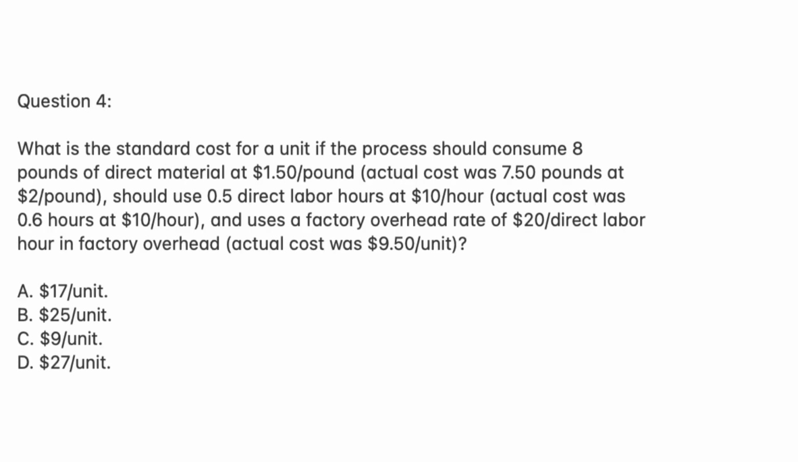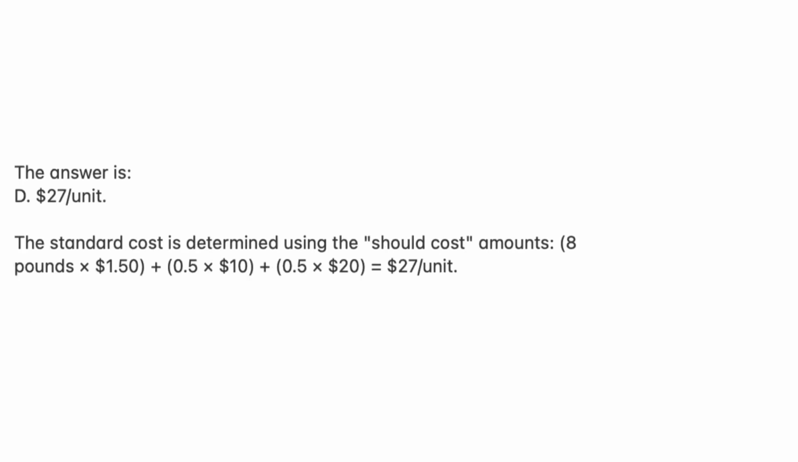Question 4. What is the standard cost for a unit if the process should consume 8 pounds of direct material at $1.50 per pound? Actual cost was 7.50 pounds at $2 per pound, should use 0.5 direct labor hours at $10 per hour. Actual cost was 0.6 hours at $10 per hour, and uses a factory overhead rate of $20 per direct labor hour. In factory overhead, actual cost was $9.50 per unit. A. $17 per unit. B. $25 per unit. C. $9 per unit. D. $27 per unit. The answer is D.